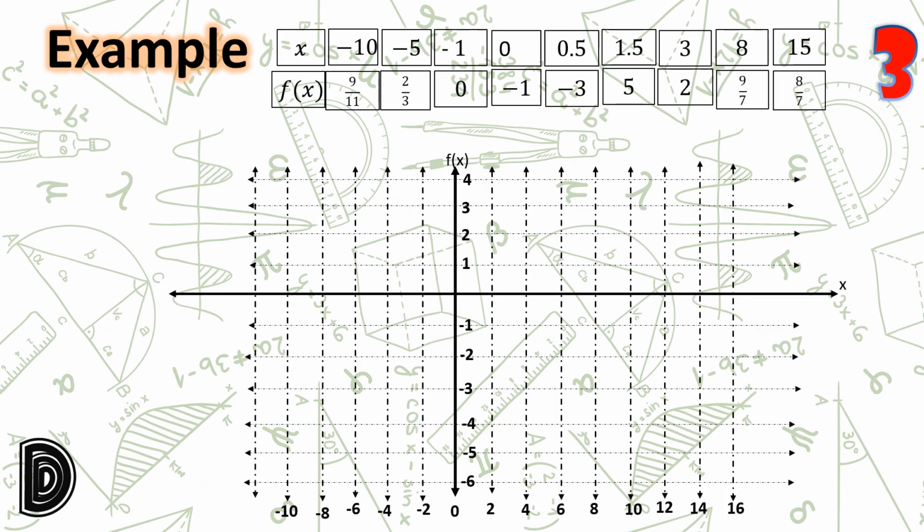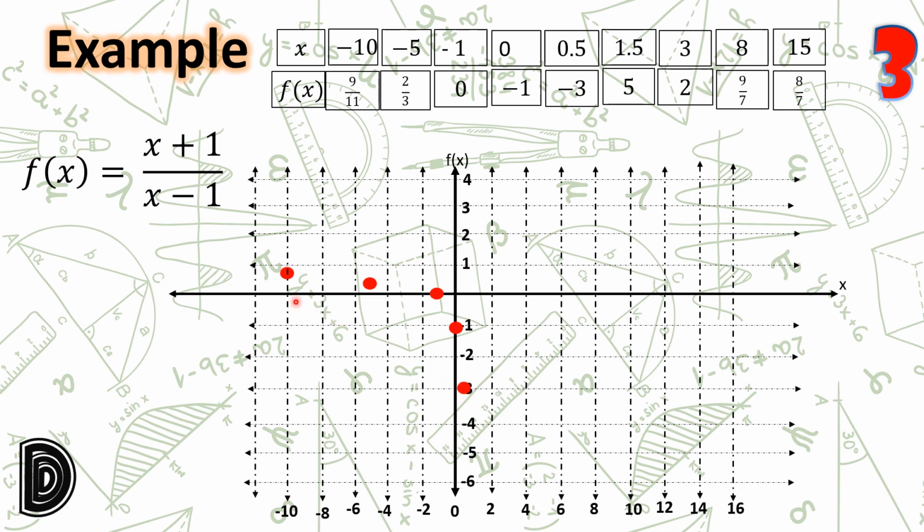Let us proceed to plotting the points obtained for the function f of x is equal to x plus 1 over x minus 1. Let us start with the coordinates negative 10, 9 over 11. So that will be negative 10, 9 over 11. Next is negative 5, 2/3. And then we have negative 1, 0. Next is 0, negative 1. And then we have 0.5, negative 3.